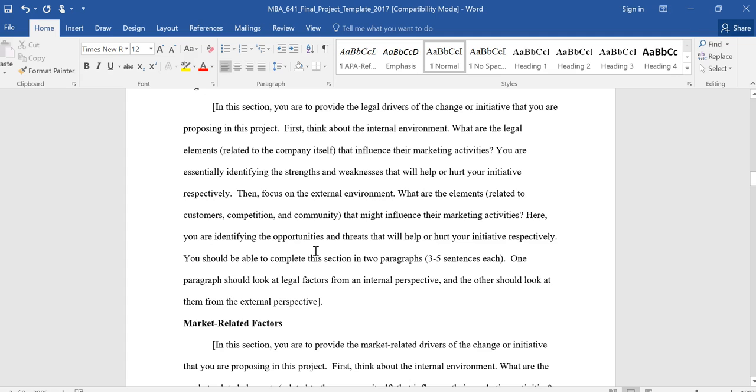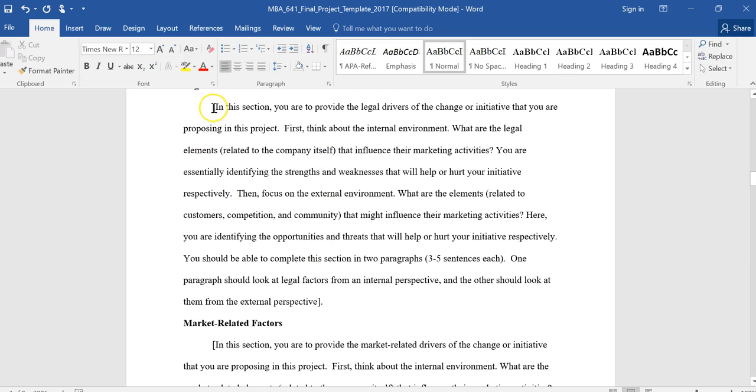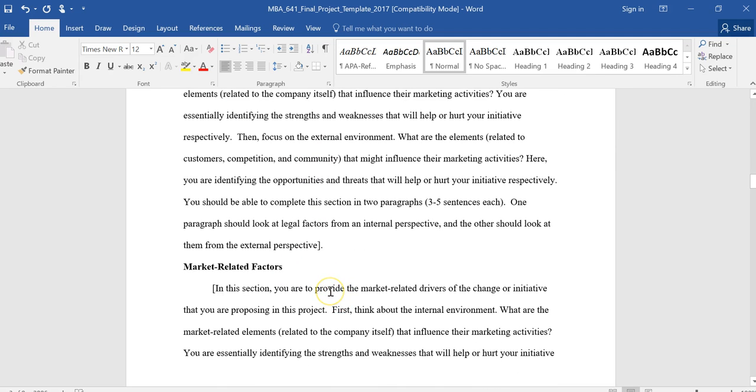Then look at the external environment. Same thing. What kind of regulations are out there? Are there any new legal things on the horizon? Things are changing all the time, so this should be a pretty fertile ground for you. Okay? And again, 2 paragraphs, internal, external, and you're trying to discover the things that are in the internal environment. You're looking for strengths and weaknesses, and in the external environment, you're looking for opportunities and threats.